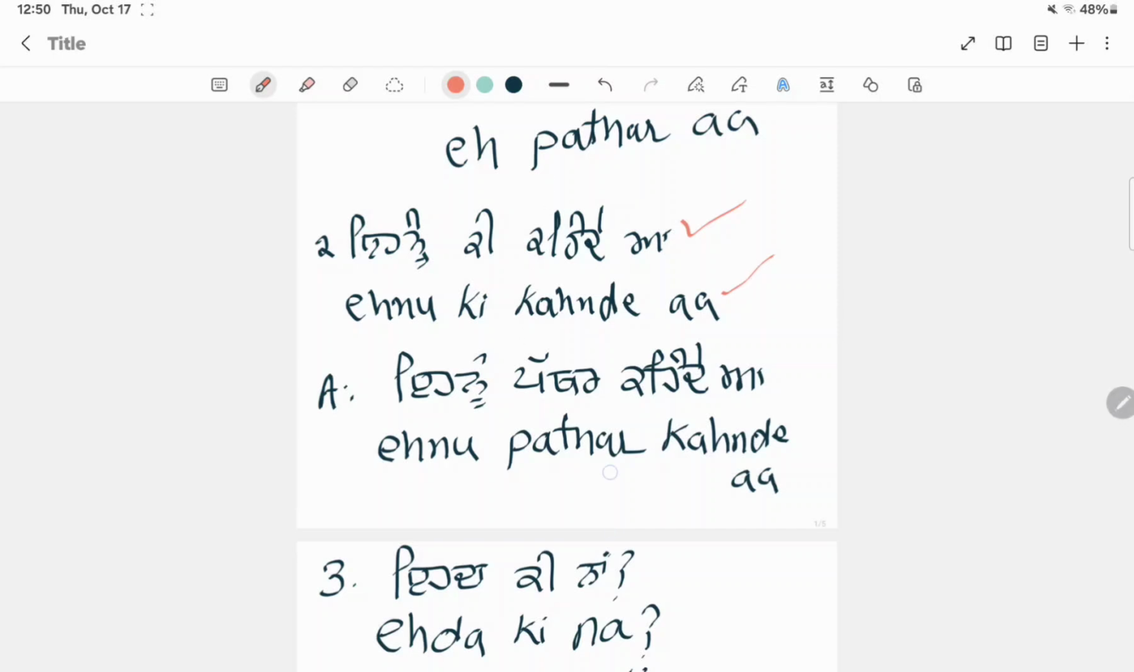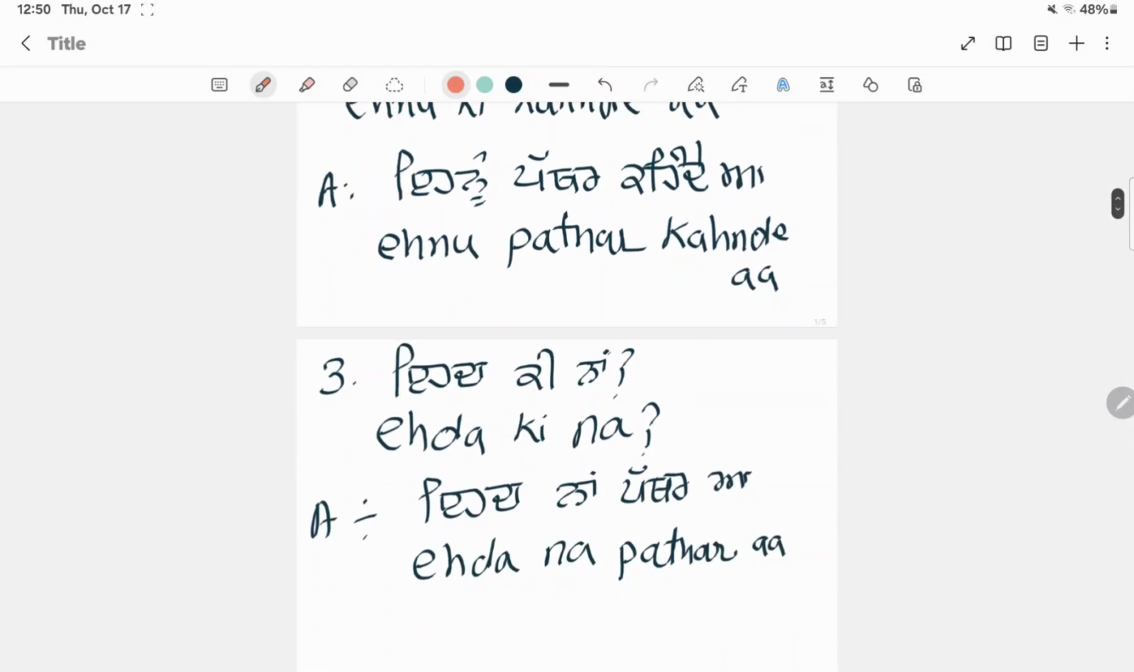Okay, the third one is Eda ki na, right? It means what's its name, all right? Or what is the name of this thing? Third one, what is the name of this thing? So we are going to do these three questions on that situation and those pictures.